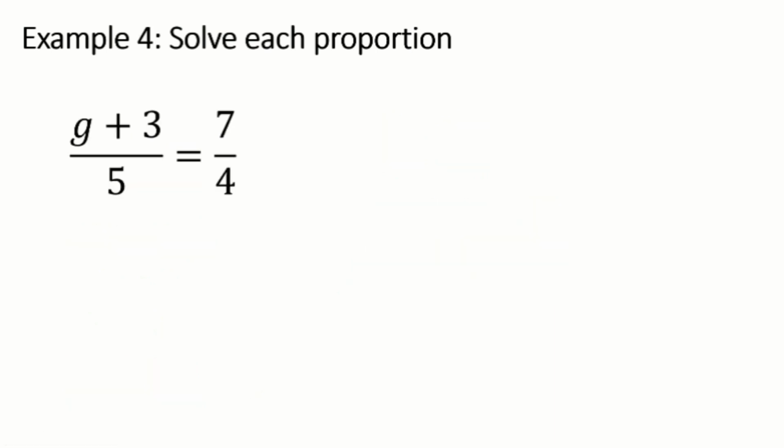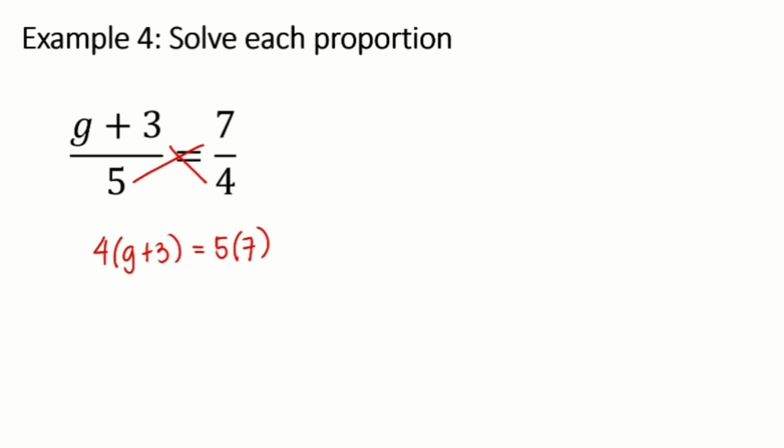Let's try to proceed in solving example number 4. Suppose we are asked to solve for the proportion g plus 3 all over 5 is equal to 7 all over 4. Notice that this example is almost the same as example number 3 we had earlier. Now, let's try to solve for the value of g to make this proportion equal. Okay, so step number 1, we will apply cross product. So we have 4 multiplied to g plus 3 is equal to the product of 5 multiplied to 7.